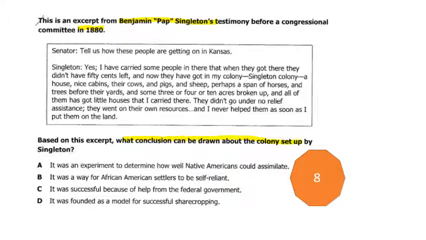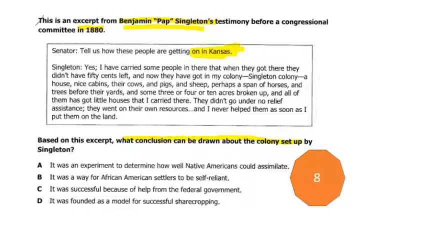So he set up some sort of colony. So we have a senator saying, tell us how these people are getting on in Kansas. That's a big clue here. So if you know your vocab, if you can remember all the way back to August and you know Benjamin Pap Singleton, you probably just jump down and start looking for the answers. But I recommend that you always read the source after you read the top and bottom.